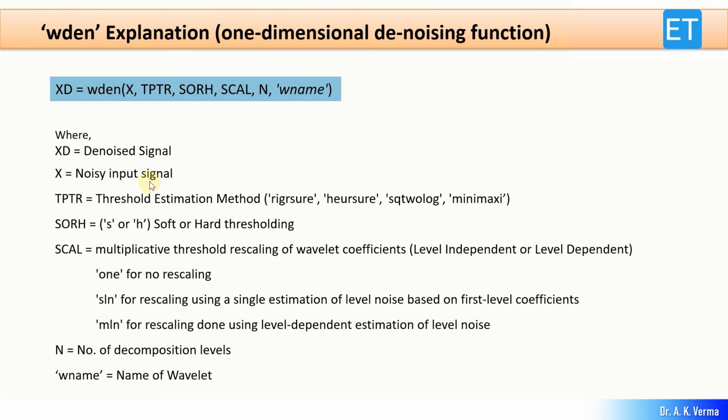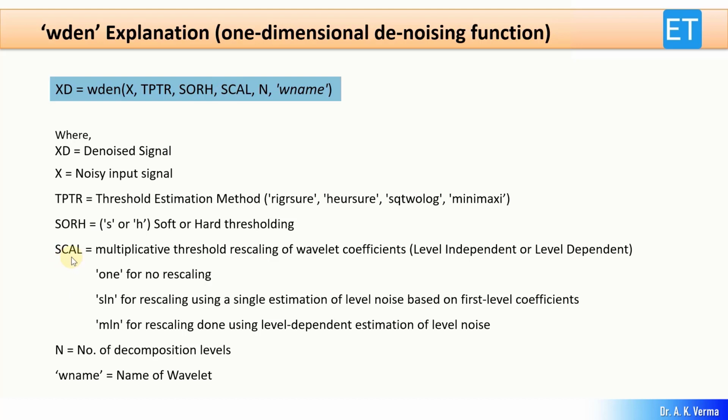Let's see the wden Matlab function. So this is the syntax of wden. XD is your output signal, X is your noisy input signal, TPTR represents the threshold estimation method. As I explained in the previous table, wden supports rigorous sure, heuristic sure, square root log and minimax. And for SORH, in this place you can write either H or S, representing soft or hard thresholding, and then SCAL, scale.